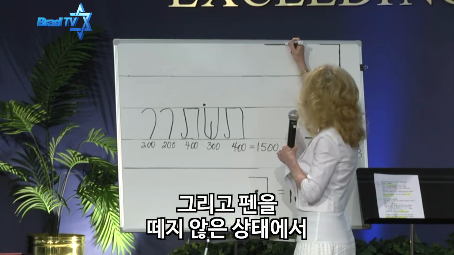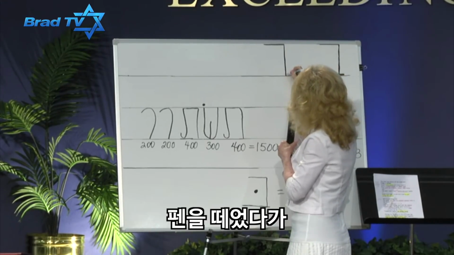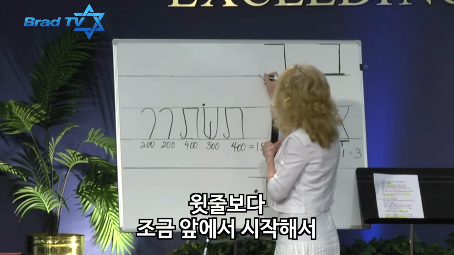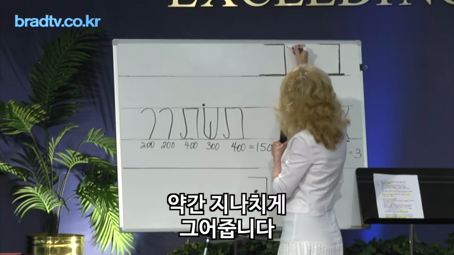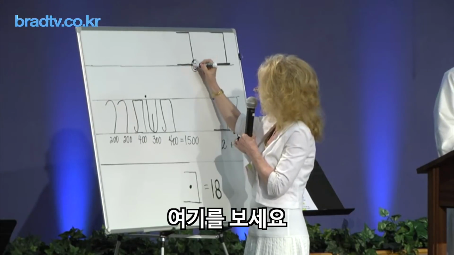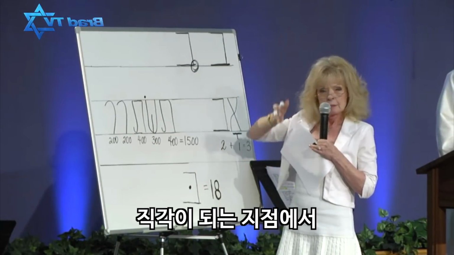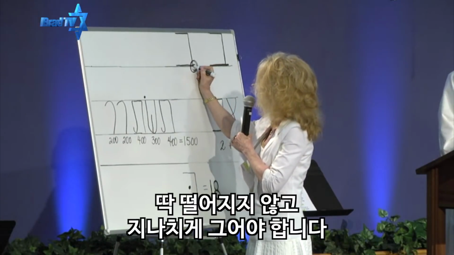Without lifting your pencil, though I just did, you're going to come down to the next line. Now you're going to lift the pencil. You're going to go just past the upper line that is horizontal and just past this vertical line. So see this here? That's not perfectly, what do you call that? Perpendicular? Horizontal.